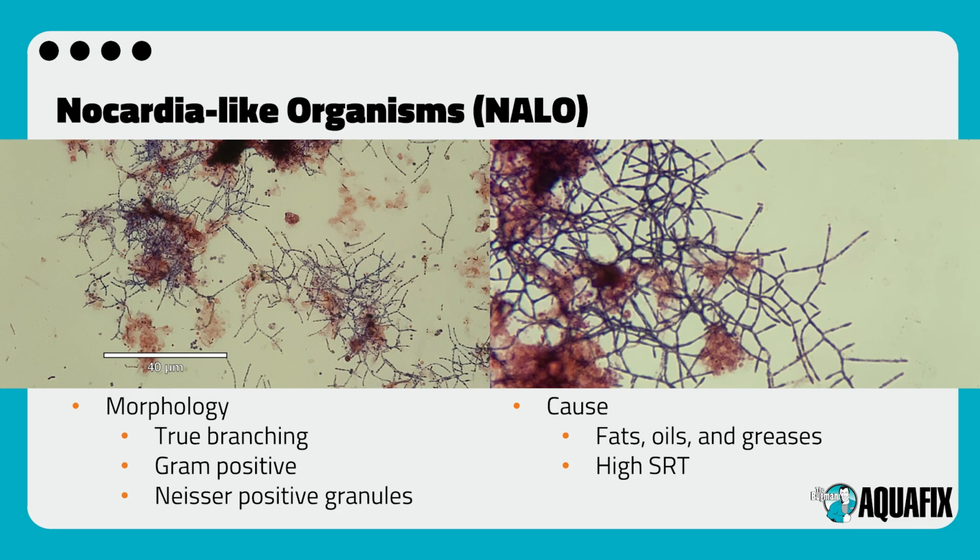Nocardia-like organisms, or NALO, are one of the more common filaments that you're going to see in your system, and they're one of the more common filaments that cause issues within wastewater plants. They are a filament that causes a lot of foaming events, and you can see that they are one of the filaments that have true branching. They're also very strongly gram positive, and when you look at them under a Neisser stain, you can also see Neisser positive granules similar to M. parvicella.